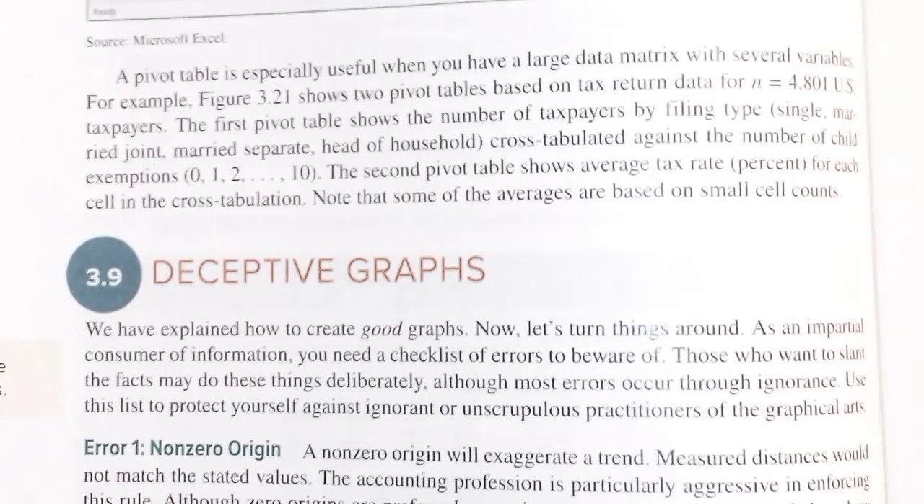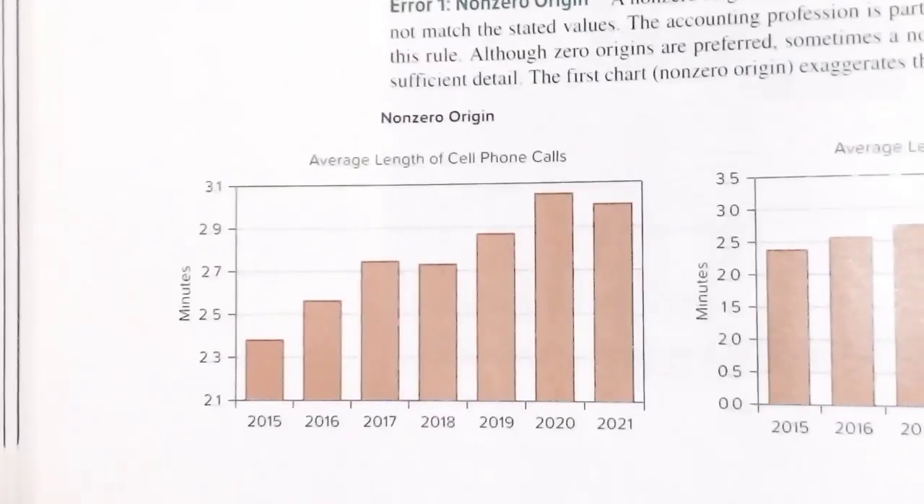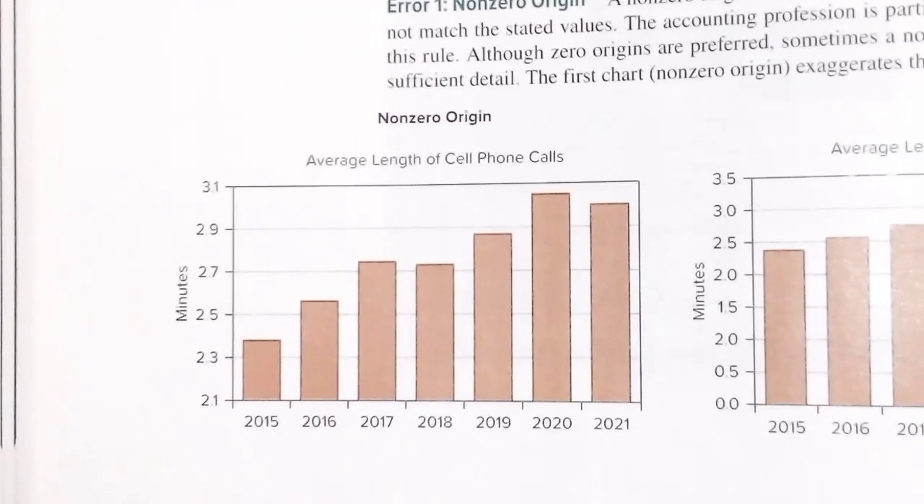But let me think about what I can do in a graph. Here, this picture talks about the average length of a cell phone call. Oh my God, people are talking so much more than they were 5 years ago. That picture is really, really clear. Those bars got a lot bigger over there on the right than they did on the left. Yes? There's just one problem.